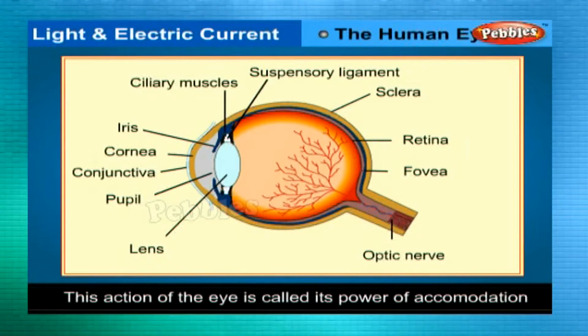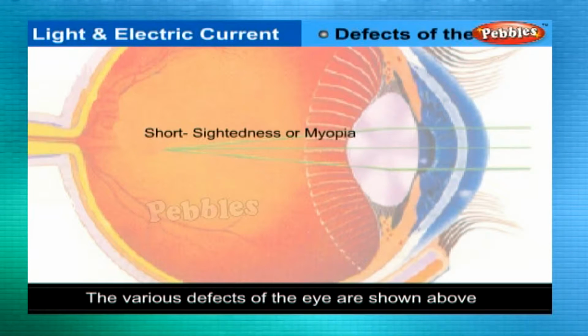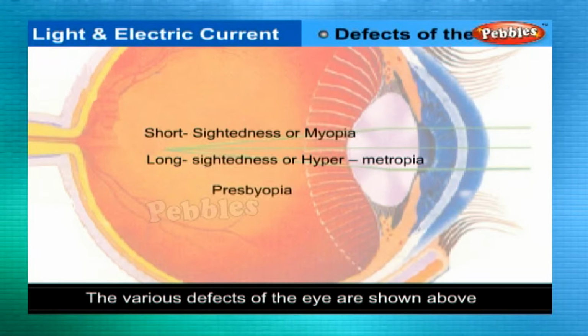Least distance of distinct vision is the distance beyond which objects can be seen without strain by a normal eye. It is about 25 centimeters. The defects of the eye: short-sightedness or myopia, long-sightedness or hypermetropia, and presbyopia, astigmatism.